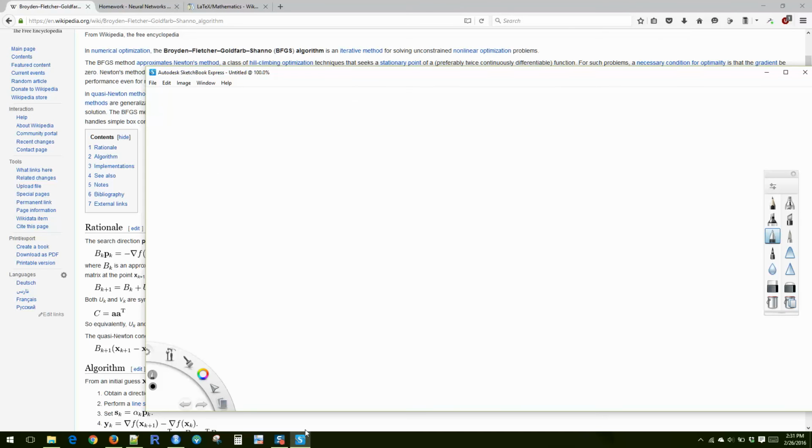We also have coordinate descent. Coordinate descent is another optimization algorithm.